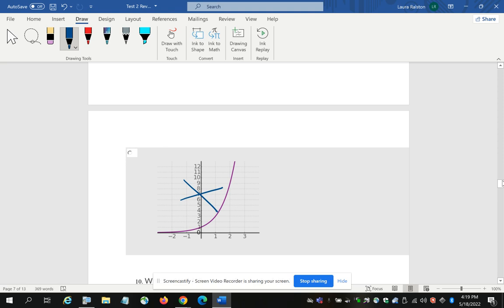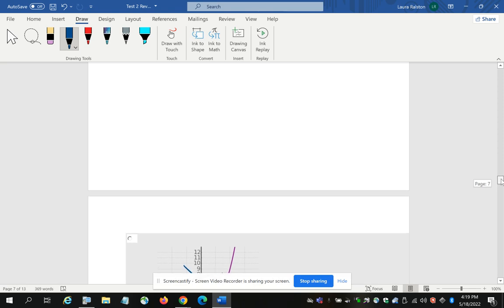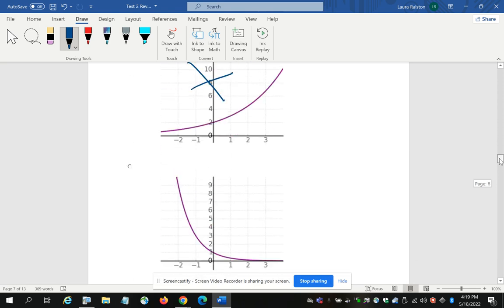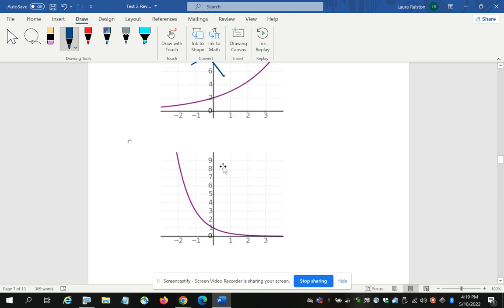Okay, from there then I want to look to see which one of these crosses at (0, 1). Okay, so the second option here, it does cross at (0, 1), so I'm good there.